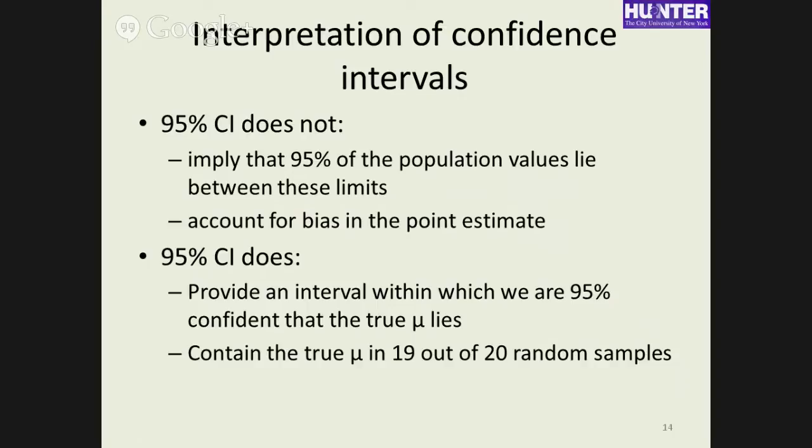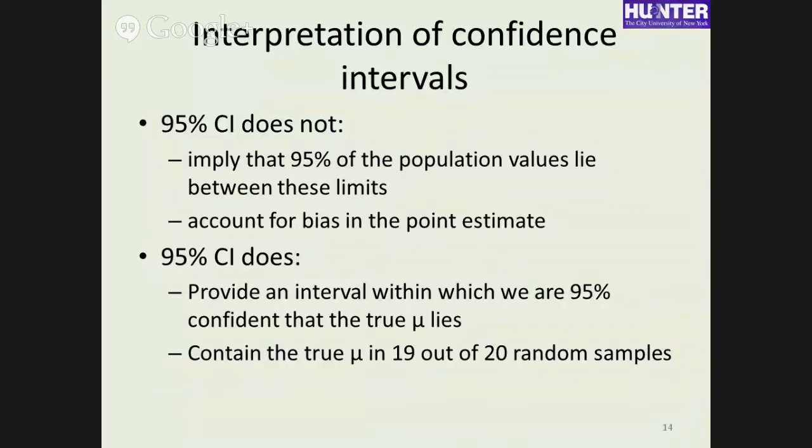So the calculation of the confidence interval is pretty straightforward. It's the interpretation that you need to be careful about. Something that it does not do is imply that a 95% confidence interval means 95% of the population values lie between these limits. Is that clear now? Is anyone unsure about that? This is about uncertainty in the mean, so group level characteristics, not individuals.